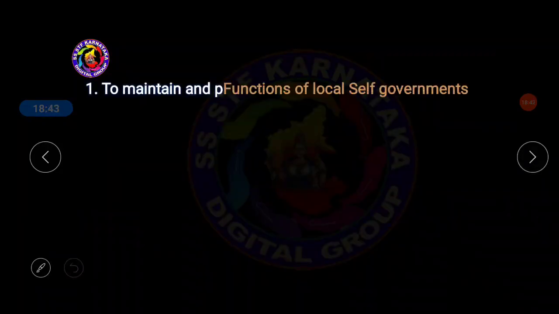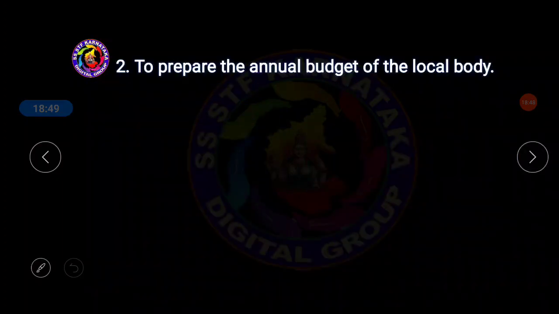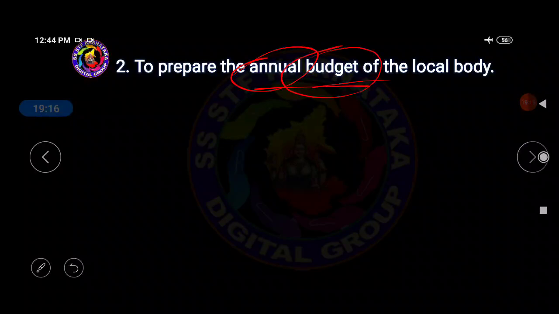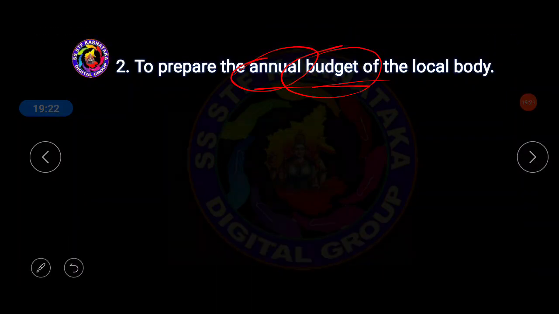Now, it will maintain and function the local self-government. Next one, it will prepare the annual budget of the local body. Annual budget means a one-year financial budget. Obviously we know that it is related to money. So the total income and outcome of a particular village can be called a budget. Total income and total expenditure, in common language we can call it a budget, and the budget is introduced in the local body. So this kind of training will be given to all the people.